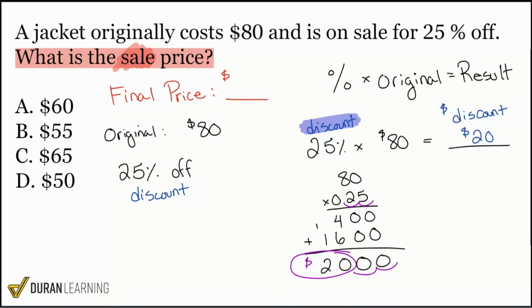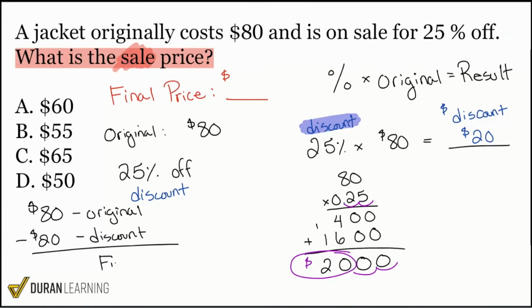Exactly, I could subtract. Because if my original amount for that jacket is $80 and I subtract the discount of $20, I get a final price of what? Yeah, I get a final price of $60. That's my final price. That's what I want. And that's why our correct answer is going to be A.